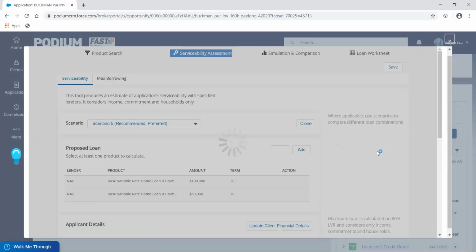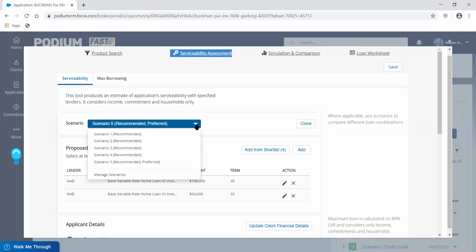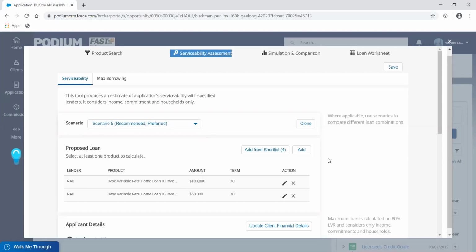What we will look at now is that scenario 5 is our preferred scenario, but I can do a serviceability on any number of these scenarios. So I can check whether CBA, ANZ or Westpac services in terms of their criteria. Obviously, this is a fairly straightforward scenario because it's for training purposes and probably not a reflection of some of the tighter positions that a broker would normally experience. So we're looking at it here.